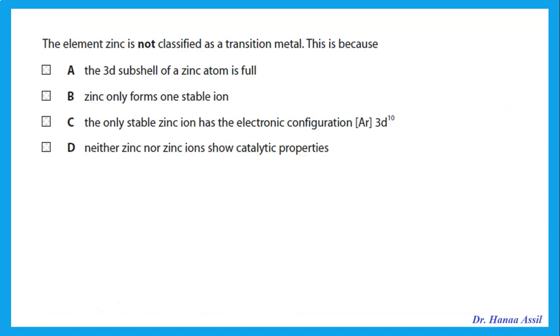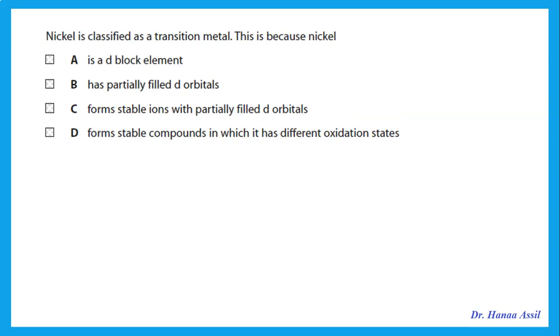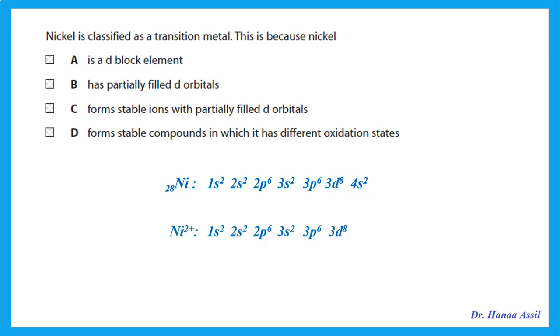This question again says the element zinc is not classified as transition metal. Why? Again, we said zinc is not transition because its stable ion 2+ still has a filled 3d sublevel. So this is not transition. Nickel is classified as transition. Why? Because nickel is 28, so this is the electron distribution. You're going to form nickel 2+. It forms stable ions with partially filled d orbitals. Are we okay with all of that?